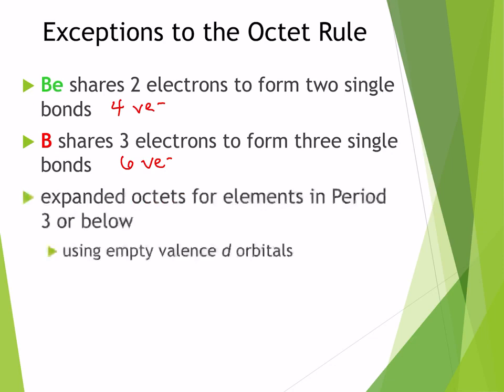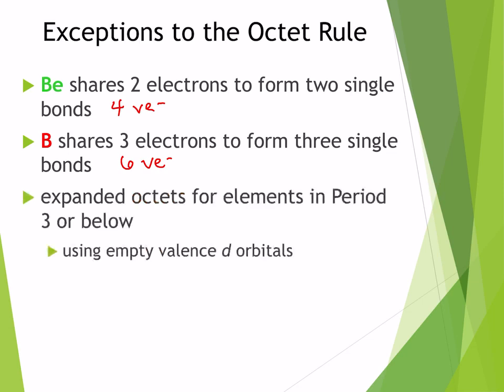So elements in period 3 and below can expand their octets by using these empty d orbitals. If we think about the d block when we were writing valence electron configurations, we had 1s and then 2s and 2p, 3s, 3p, 4s, 3d, right? And the d block starts in that third energy level. So this is why elements that are in that third row, that third period, can access those empty d orbitals and can put some electrons in there to expand their octets.